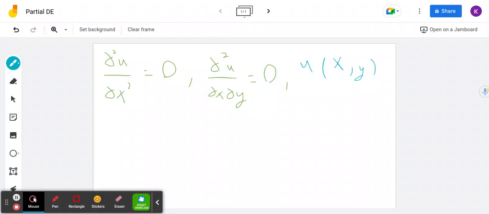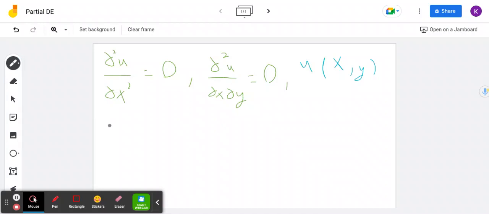And here we have a system of partial differential equations. We have the second partial derivative with respect to x of a function u, which is a two-variable function, equal to 0. And similarly, the derivative firstly with respect to y and then with respect to x is also 0. How I'm going to solve it: I'm going to first tackle the second equation and try to solve it.